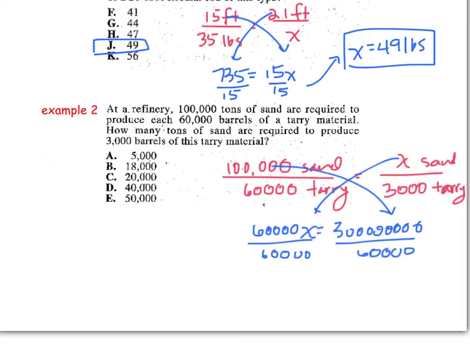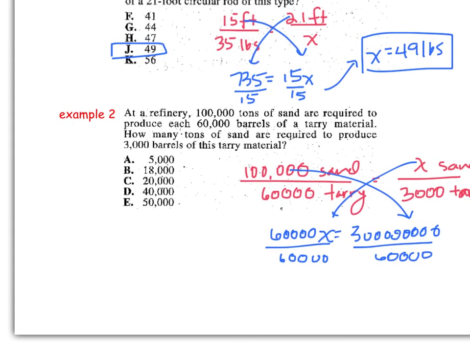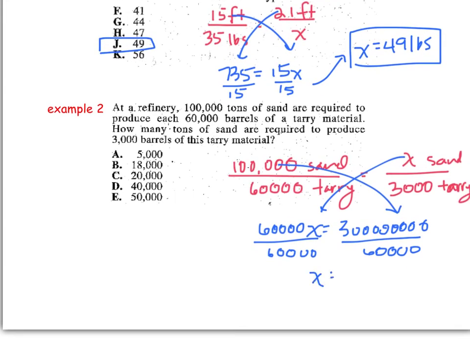And you'll get your answer. My answer ends up being x equals 5,000. So 5,000 tons of sand will produce 3,000 barrels of tarry material.